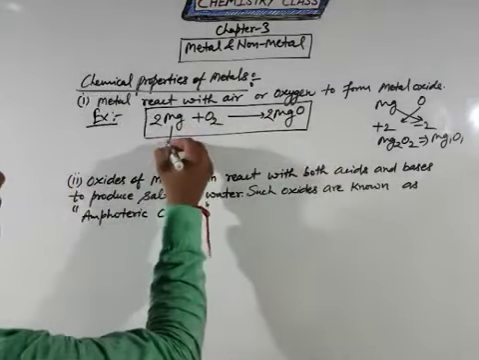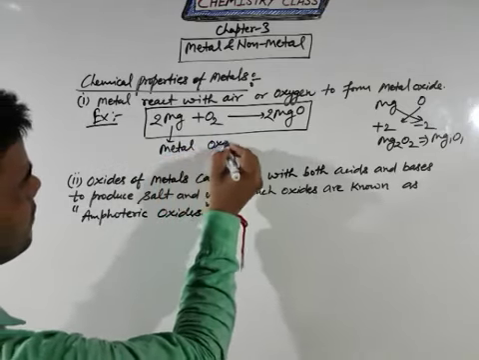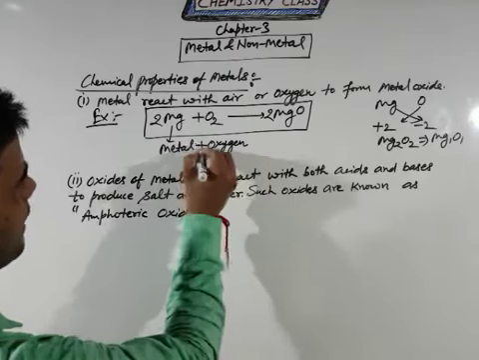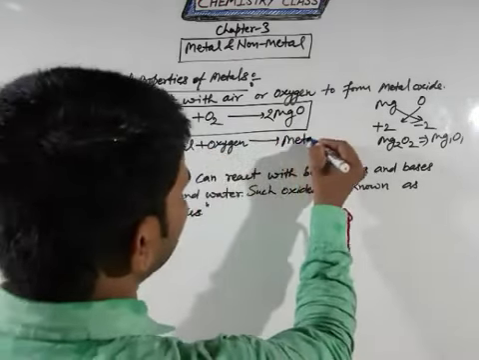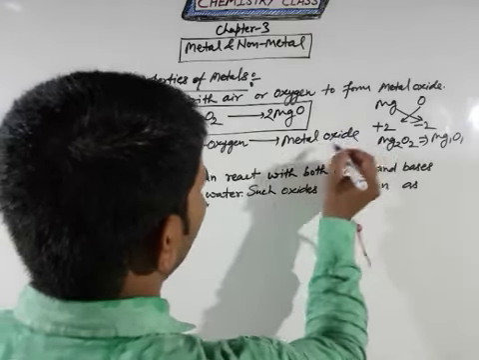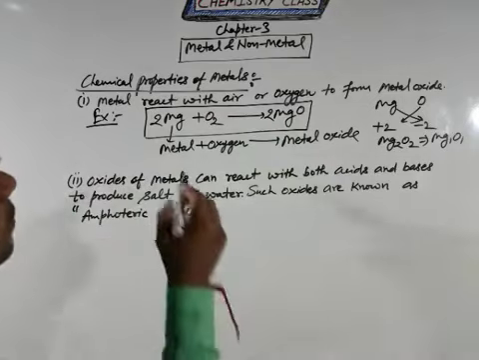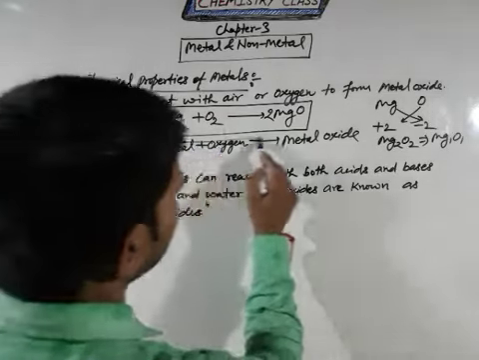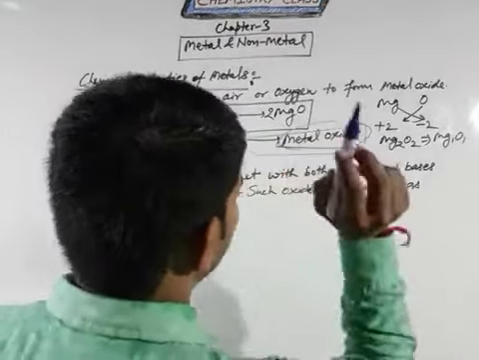So this is our metal and this is our oxygen gas. So whenever metal reacts with oxygen gas, it will provide metal oxide. That is the meaning of this point. I hope you understand the first point. So the simple word equation is: metal reacts with oxygen, it will provide metal oxide.